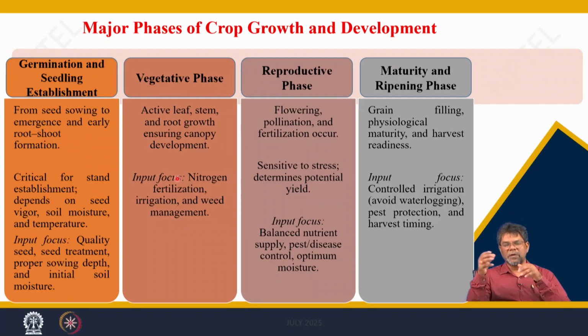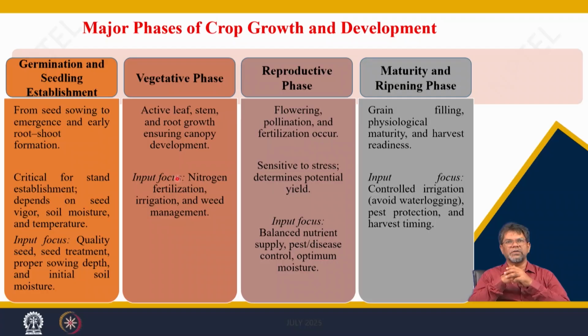Then comes the reproductive growth, where you have flowering, pollination, and fertilization. This phase is very sensitive because proper management is required for the transition from the vegetative to the reproductive phase. So there is proper development of the reproductive organs.